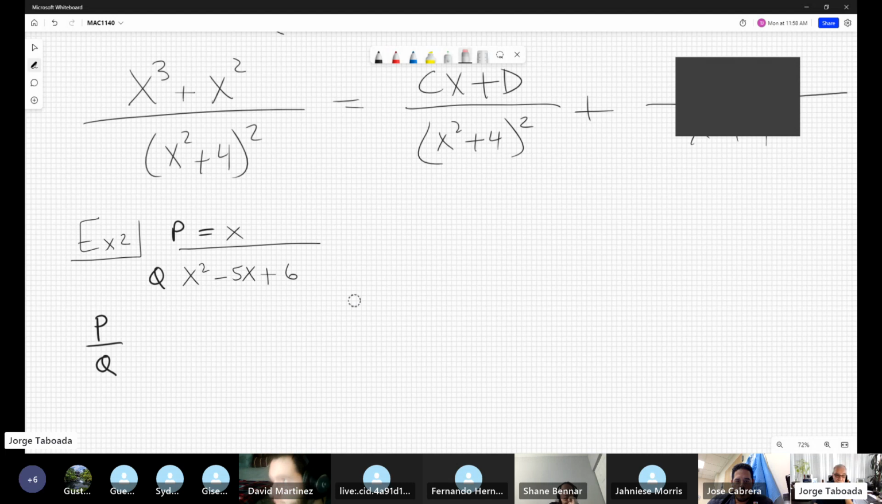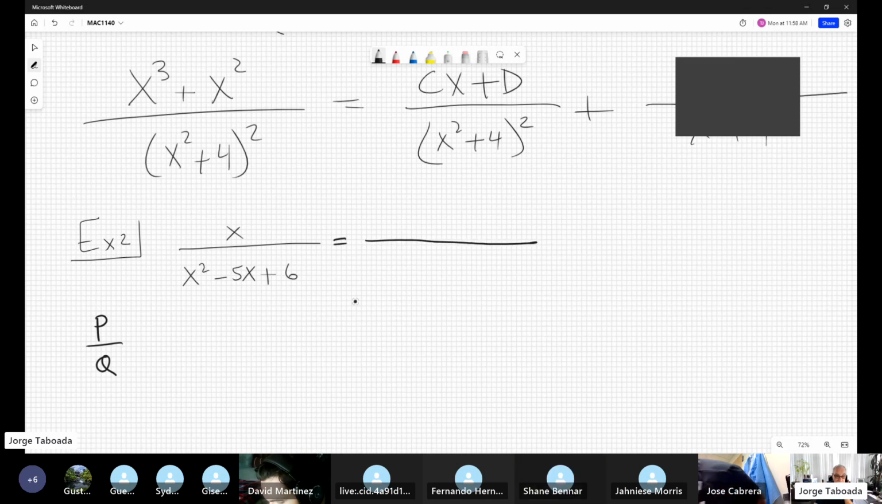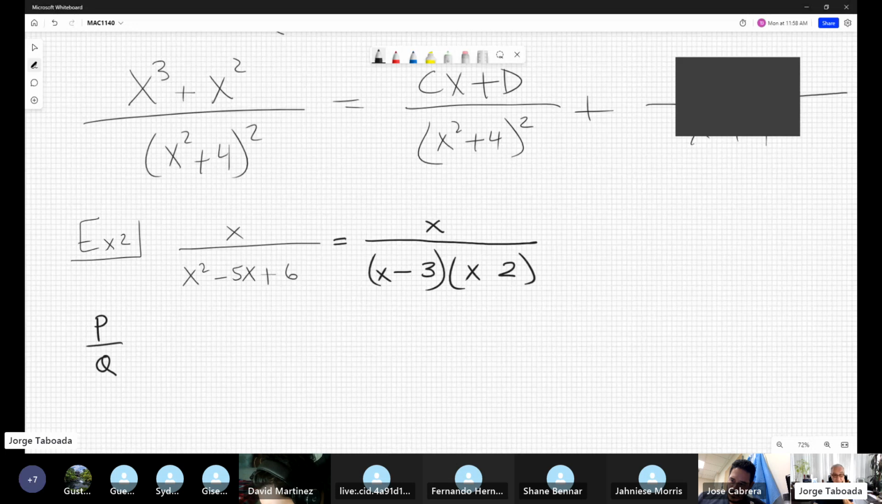How many partial fractions do you believe you have? I don't know. I have no idea. You factor the polynomial q in the bottom. The numerator stays the same. Open two parentheses, x, 3, 2, because 3 times 2 is 6, and 3 plus 2 is 5, but it's negative. This is the factorization.